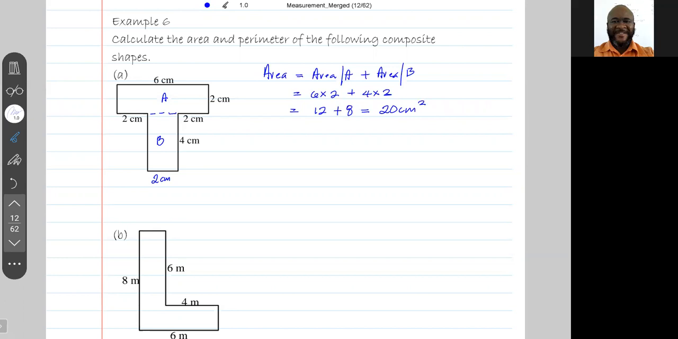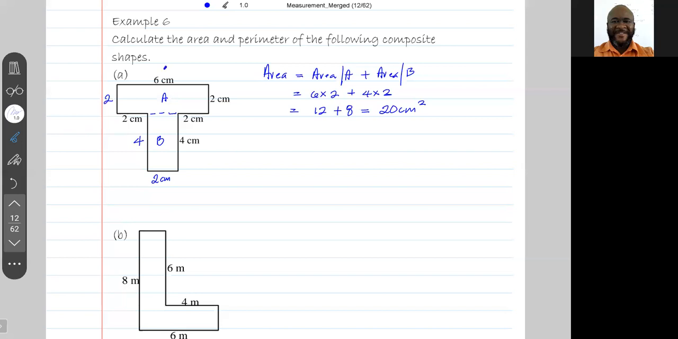Now, perimeter means distance around. Guys, for a shape like this, before I calculate the perimeter, I ensure that I know the length of all of the sides. B is a rectangle, so if over to the right is 4, over here is also 4. A is a rectangle, so if over to the right is 2, over here is also 2. Once I know the length of all sides, I pick a starting point.